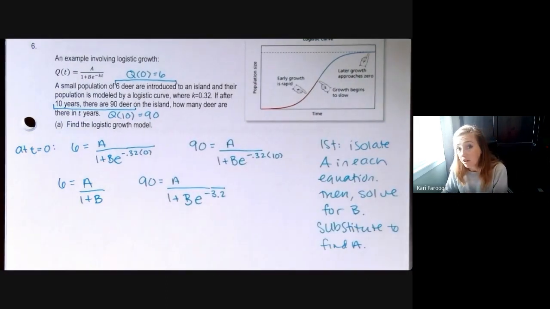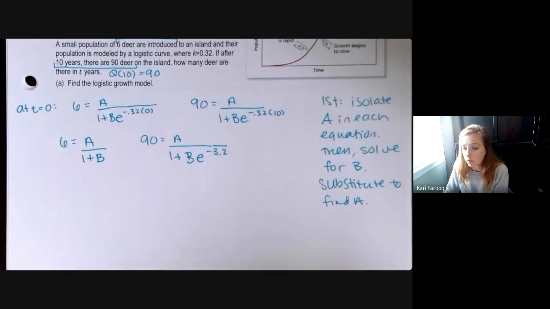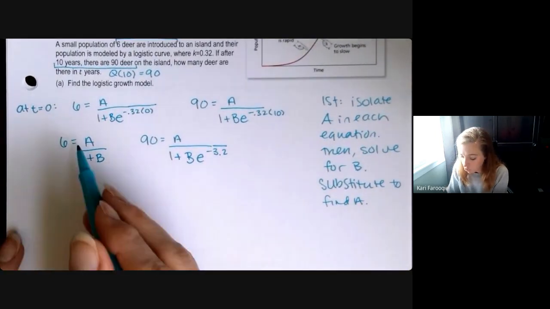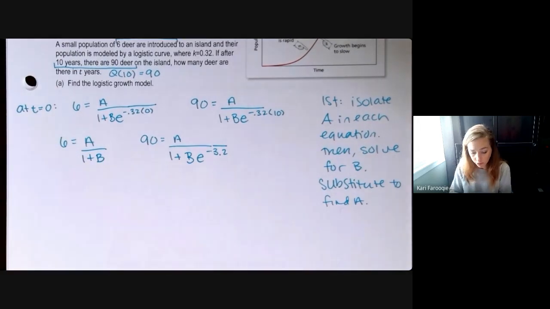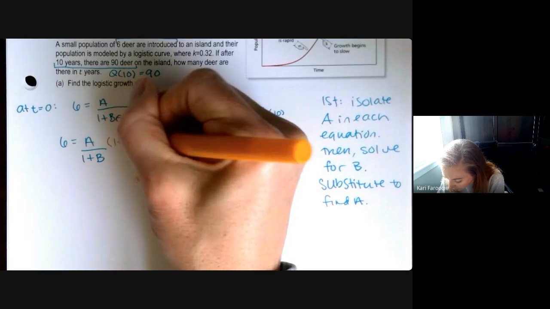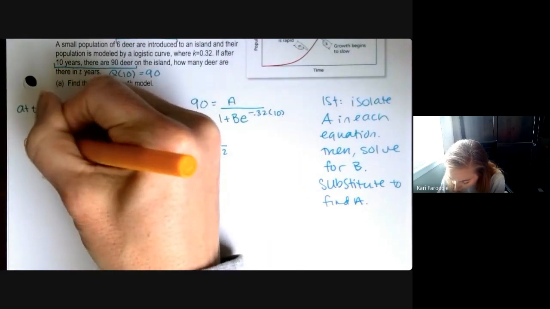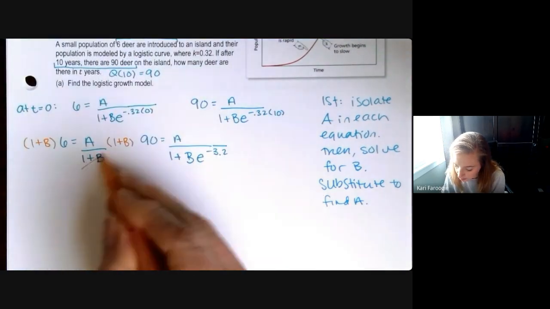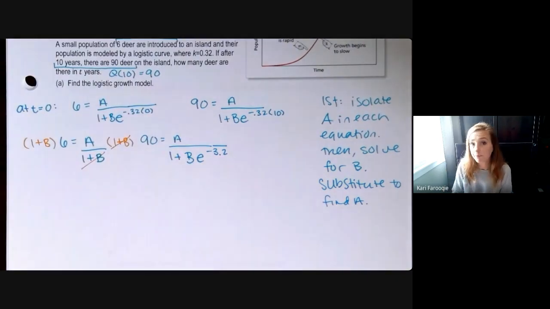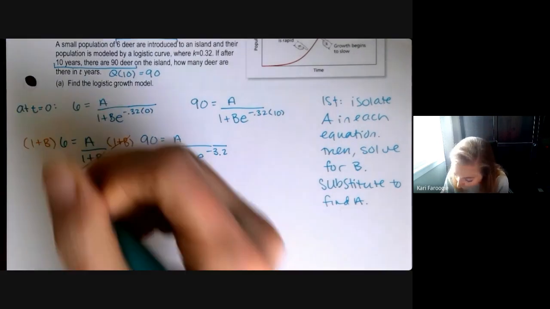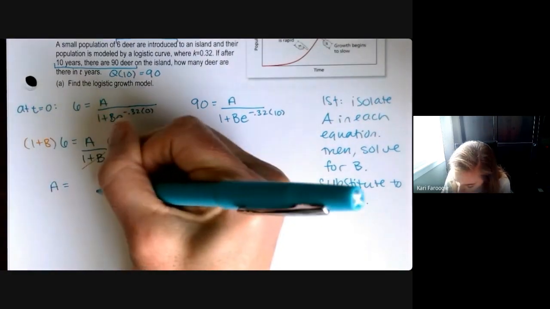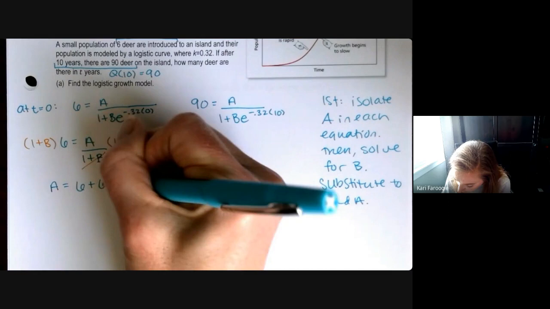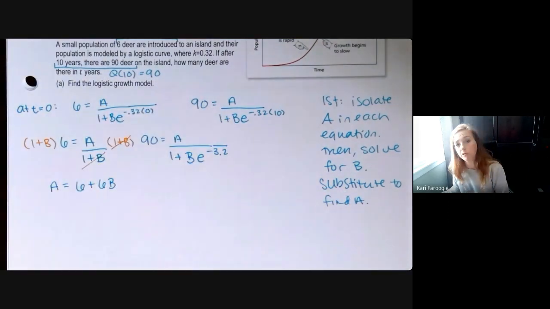Okay, so I'm going to do the same thing in each equation. I'm probably going to just work on them one at a time, but I'm trying to isolate A. If I want to do that, I need to just multiply both sides by the denominator. And then I'll get the denominators to cancel. Now I can say that in the first equation, A is equal to 6 plus 6B when I distribute. Okay, that's good.